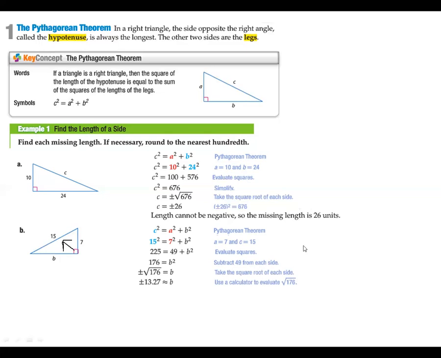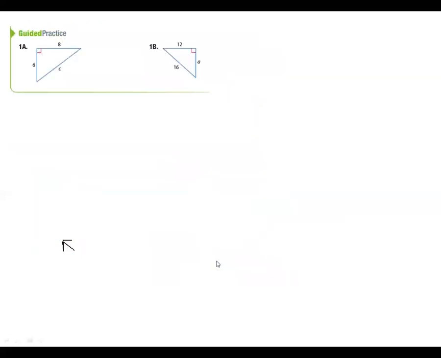Again, when you solve an equation and take the square root, you have to account that the number could have been positive or negative because it was squared, and when you square numbers, they always end up being positive. Unless it's 0, it's 0. But since we're dealing with side lengths of a triangle, you only take the positive answer, and the missing length is 13.27 units. Okay? Here's 2 for you to try.